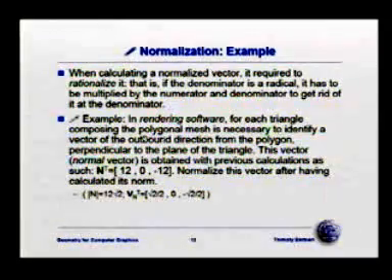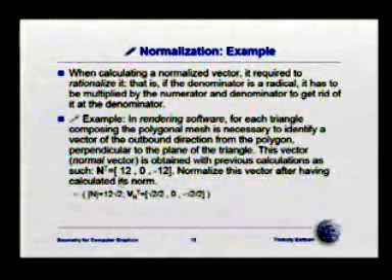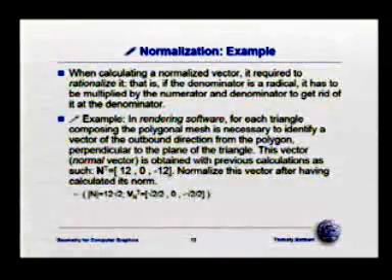You have a rendering software for each triangle, composing the polygonal mesh. You have to identify a vector of the outbound direction from the polygon, perpendicular to the plane of the triangle. This vector is the normal. I already calculated this normal. I don't tell you yet how I calculate it. I will tell you later. This is the normal. See? 12, 0, minus 12. This is a normal. But this is not normalized. So I'm asking you, normalize this normal.